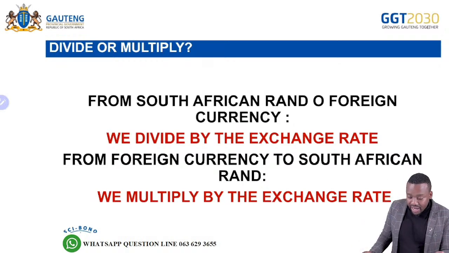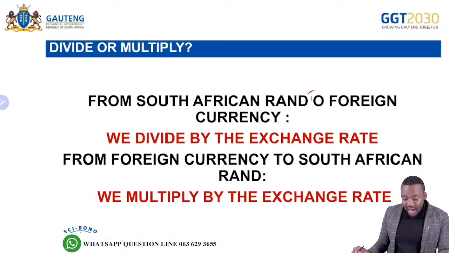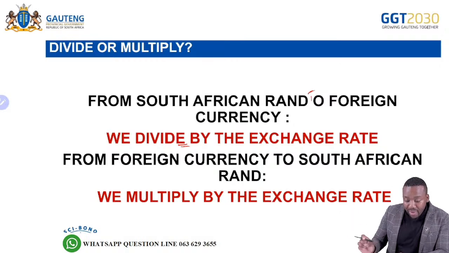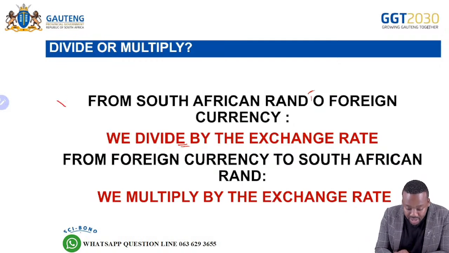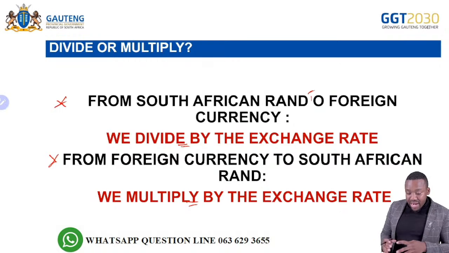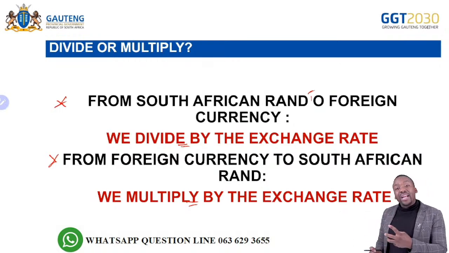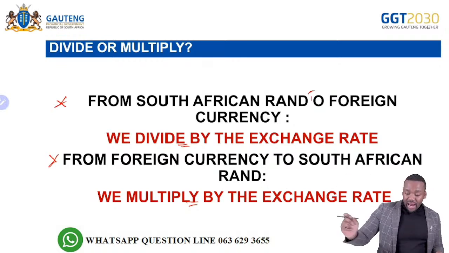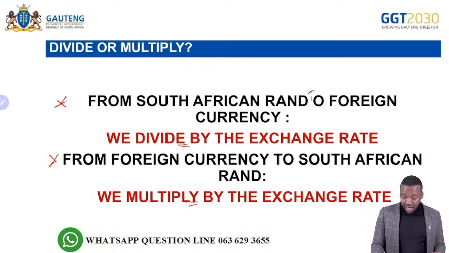From South African rand to foreign currency, we divide by the exchange rate. If you've got the rand, then you want foreign currency, we divide by the exchange rate. That is tip number 1. Number 2, from foreign currency to South African rand, we multiply by the exchange rate. Meaning, when you have foreign currency and you want rand, you multiply by the exchange rate. When you have South African rand and you want foreign currency, we divide by the exchange rate.